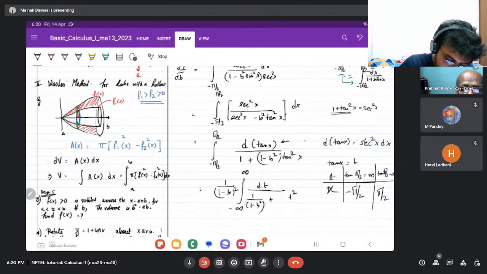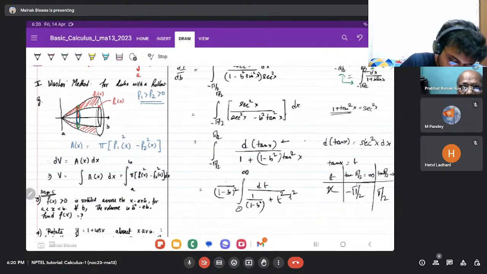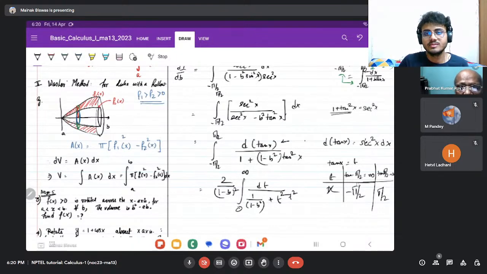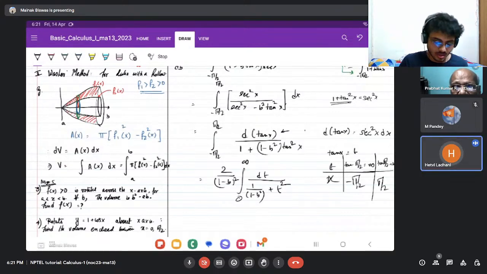Very clear. So you have plus t square. Since it's an even function, you can just take 0 to infinity and multiply by 2, right? Agreed? Yes, I agree. So now we go ahead.